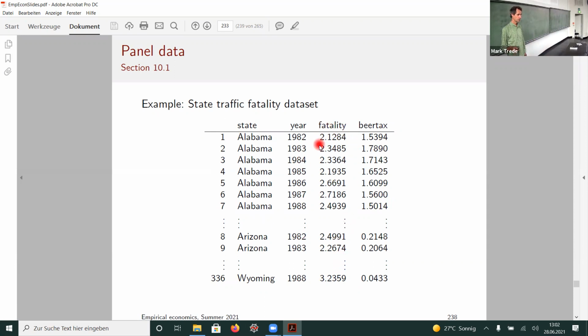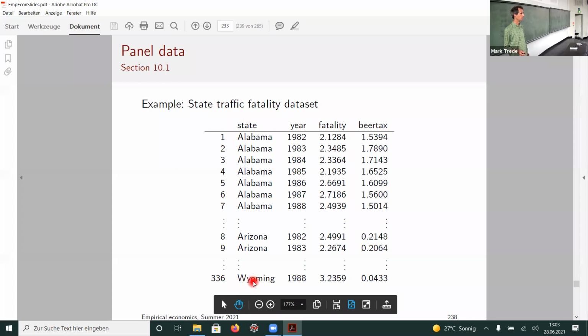Here we have two variables, Y and X. We have the traffic fatality. This is the number of dead individuals, of people who died in that year by a traffic accident per something. I think the number of dead per 10,000 inhabitants or something. Okay. So out of 10,000 individuals, about 2 die every year in Alabama. About 3 die every year in Wyoming.